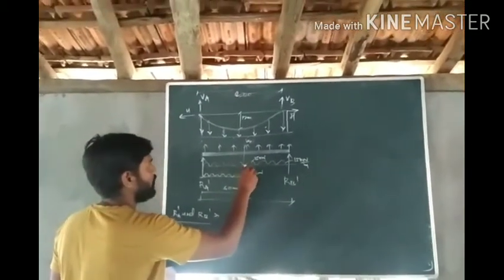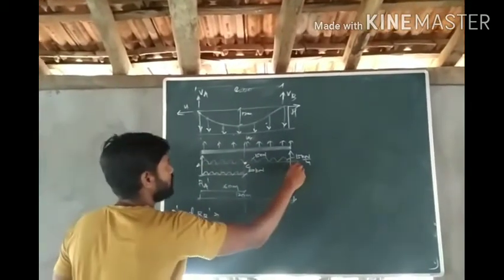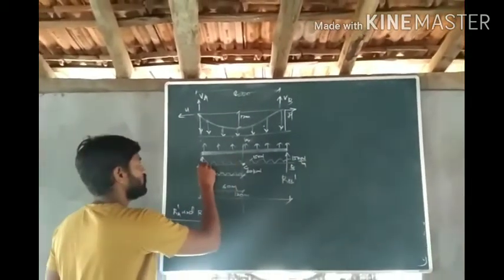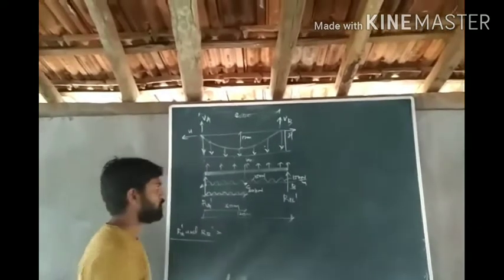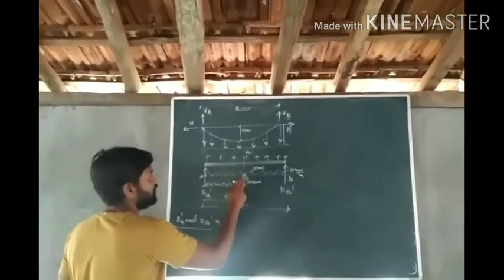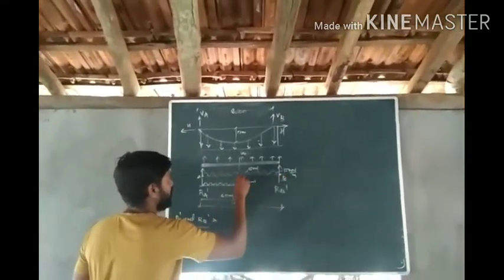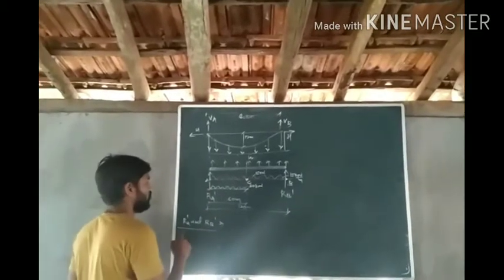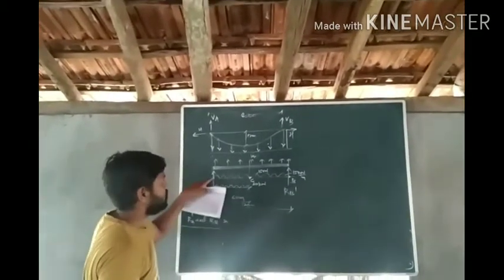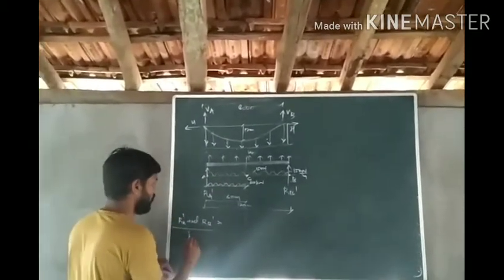This is center of span A, B, C. Here is also one hinge. So this is a three-hinged stiffening girder. One hinge is at A, the second hinge at B, and the third hinge at C. So calculation of RA dash and RB dash. We will take the moment about A and we will calculate the RB.